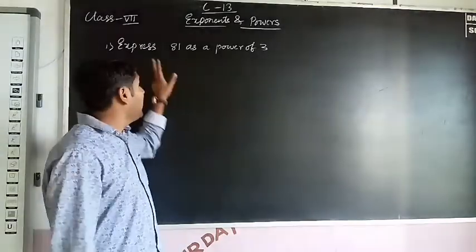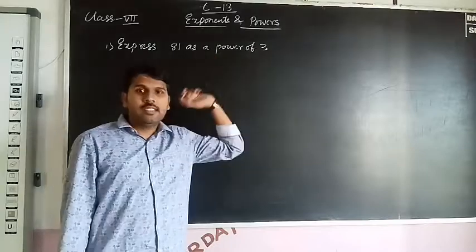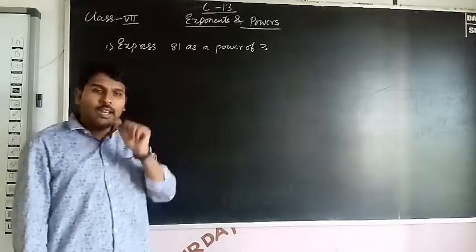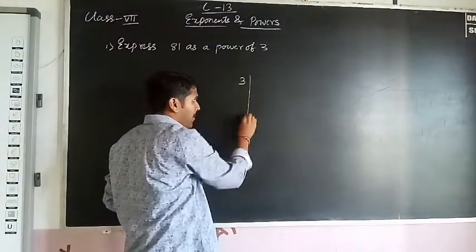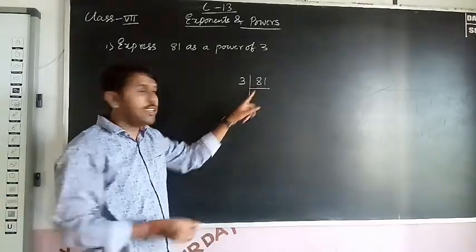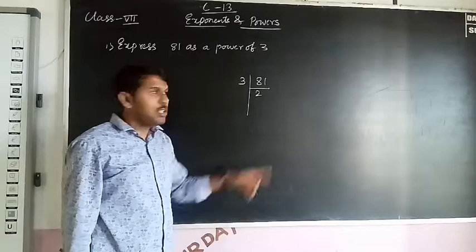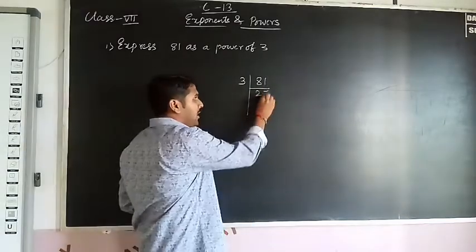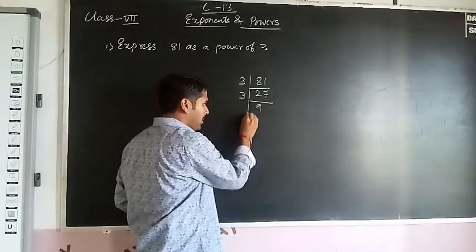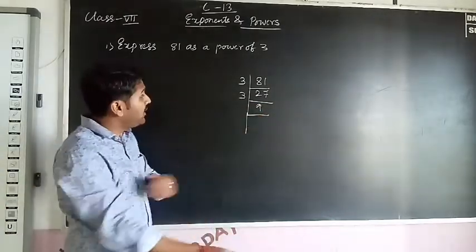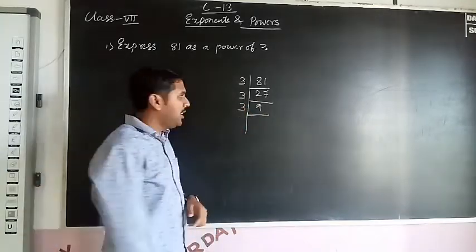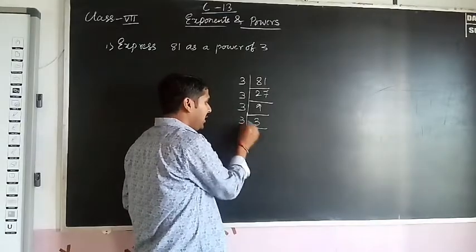Take one example. Express 81 as a power of 3. That means just divide 81 by 3 up to 1. Divide it like this. Here 3 is there, here 8 is there. 3 2s are 6, 2 remains, 21, 3 7s are 21. Next again divide up to 1. 3 9s are 27. When you find the LCM, use this method. Again that method only. 3 3s are 9. Next 3 1s are 3.